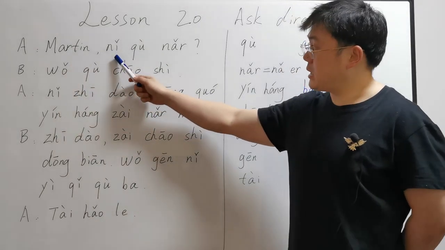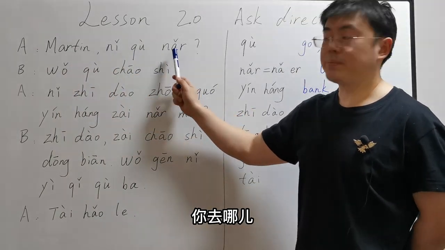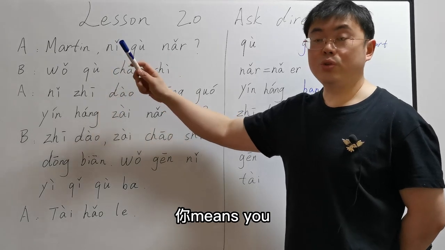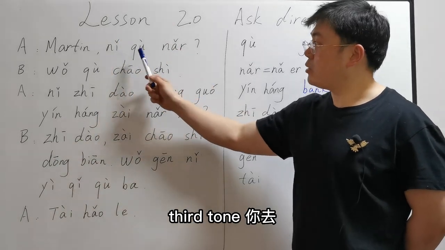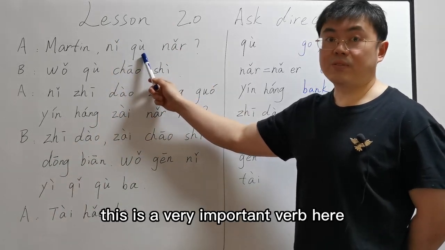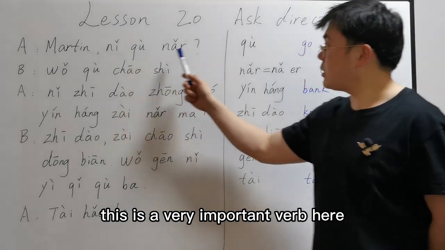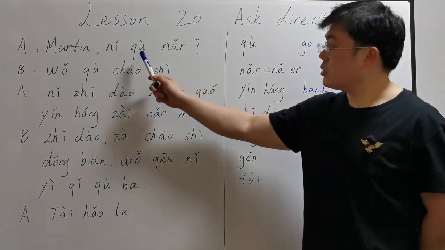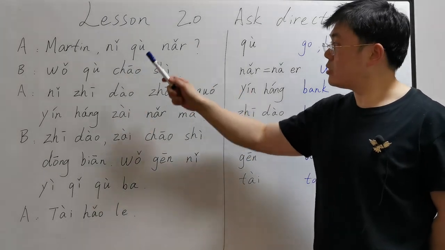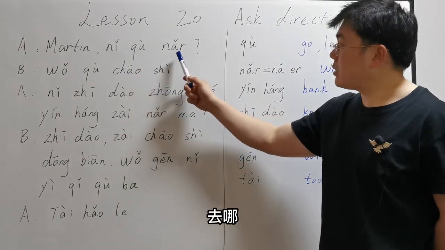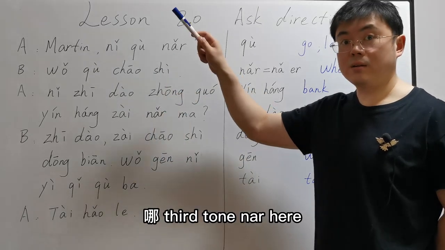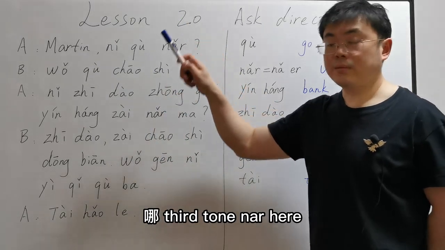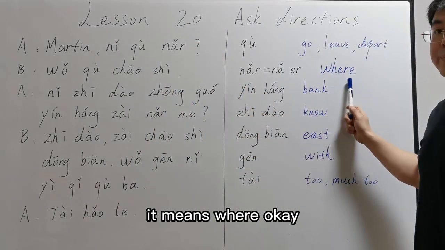Martin, 你去哪儿? 你 means you, third tone. 你去. This is a very important verb. Here it means go, leave, or depart. 去, fourth tone. 去哪儿? 哪儿, third tone. 哪儿? Here it means where.